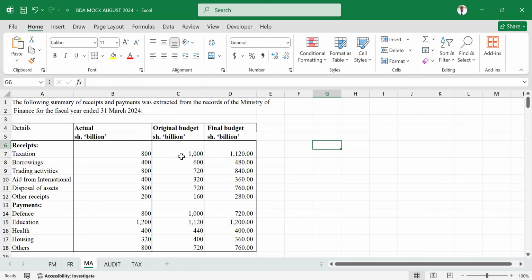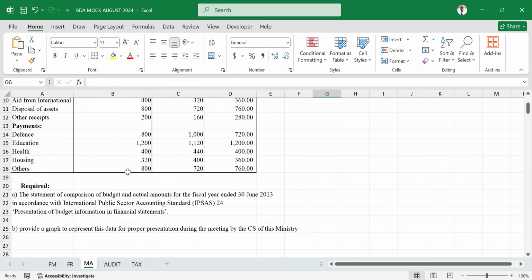If you look at the question we are having here, you are given some data for the fiscal year ended 31st of March, 2024. And what I can see here, we have the details of receipts and payments. Then we have the actual figures. We have the original budget and we have the final budget. That is as simple as that. Then the required comes there.